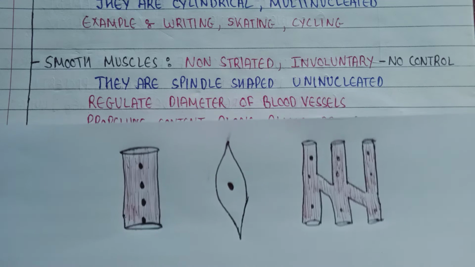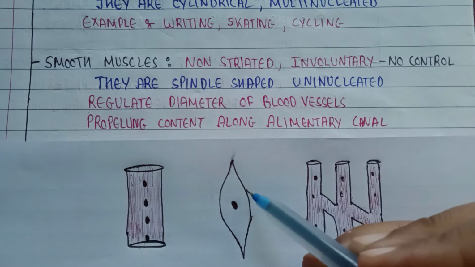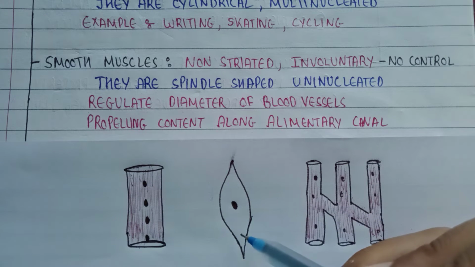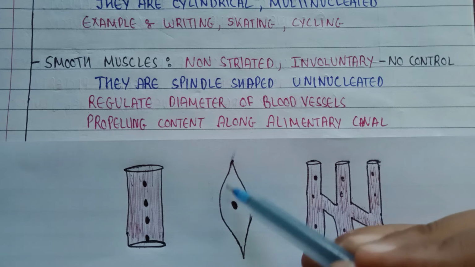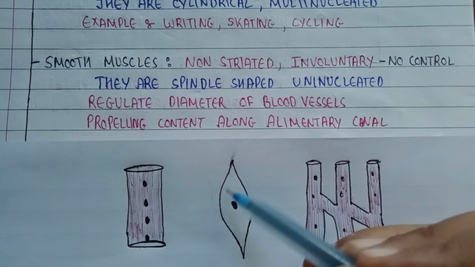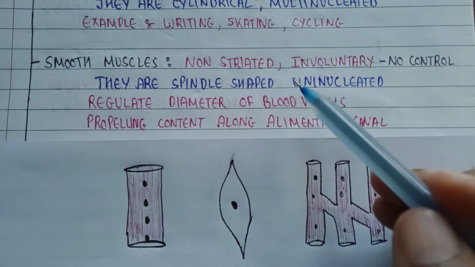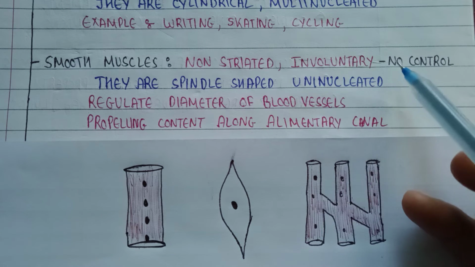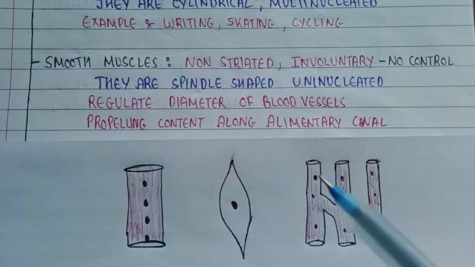As we can see on the diagram, this is the diagram of smooth muscle tissue. Smooth muscle tissues are non-striated. They do not have any striations. And second, they are involuntary. They are not under our control.